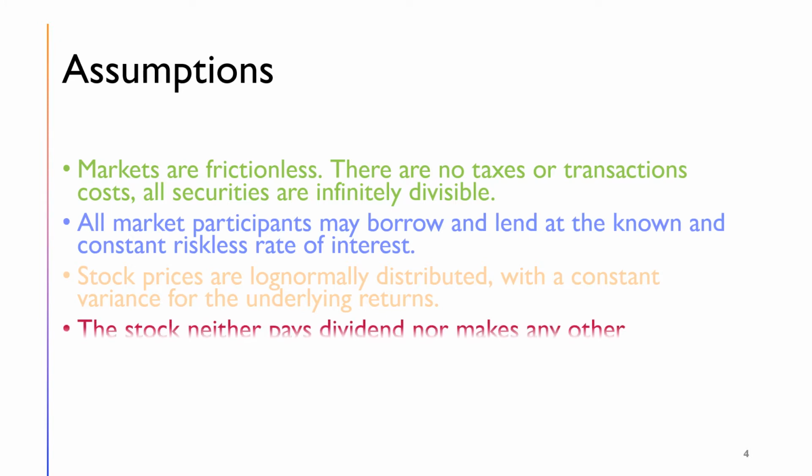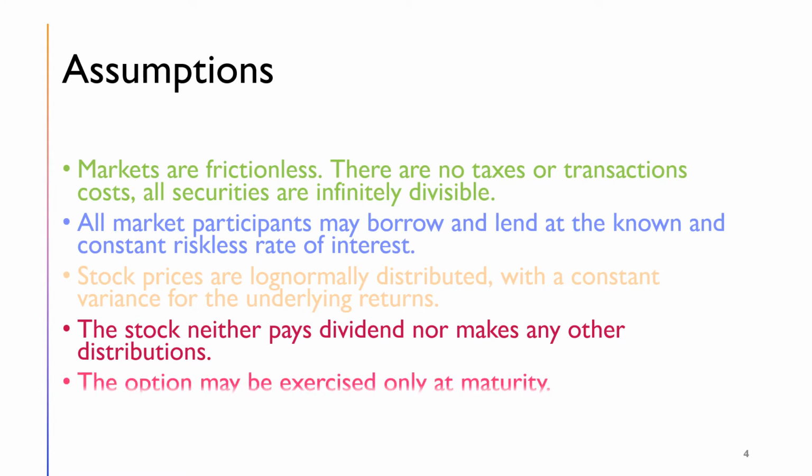Fourth, the stock neither pays dividends nor makes any other distributions. And lastly, the option may be exercised only at maturity. Hence, the model is suitable for the pricing of European options. It does not accurately price American options.